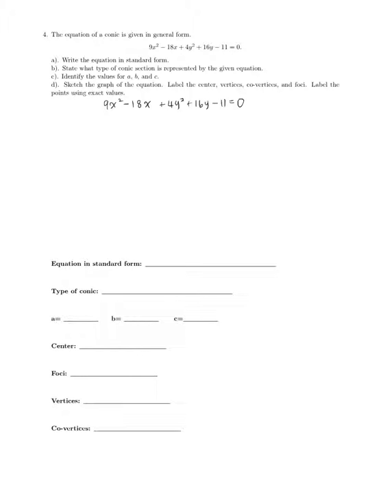If I want to complete the square on the x, factor out the 9. Then here you're going to have x squared minus 2x. Leave a little room, because we're going to be adding in some quantity and subtracting the same quantity. If you're going to complete the square on the y, factor out the 4. Here you're going to have y squared plus 4y, and again, leave a little room, and minus 11 equals 0.